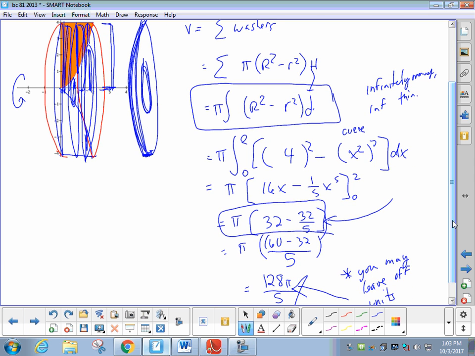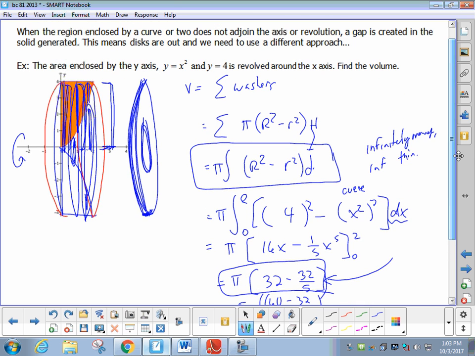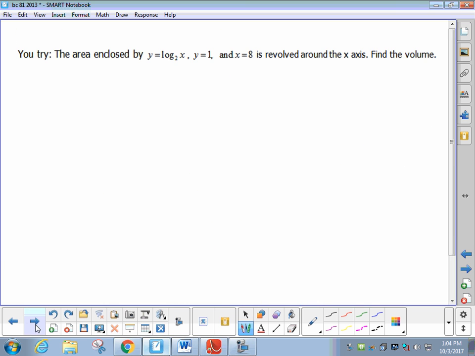0 to 2, because the limits of integration have to pertain to x, because x is our variable of integration. That's why 0 to 2. If it had been y, it'd be 0 to 4. Okay? Try this. I gotta say, the most common sources of errors are twofold.